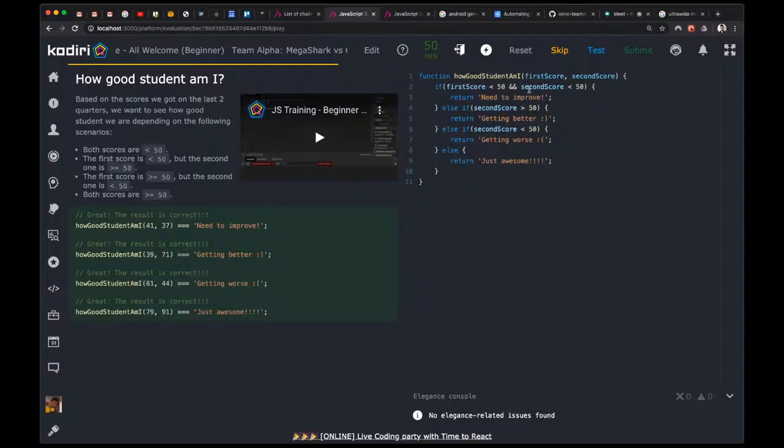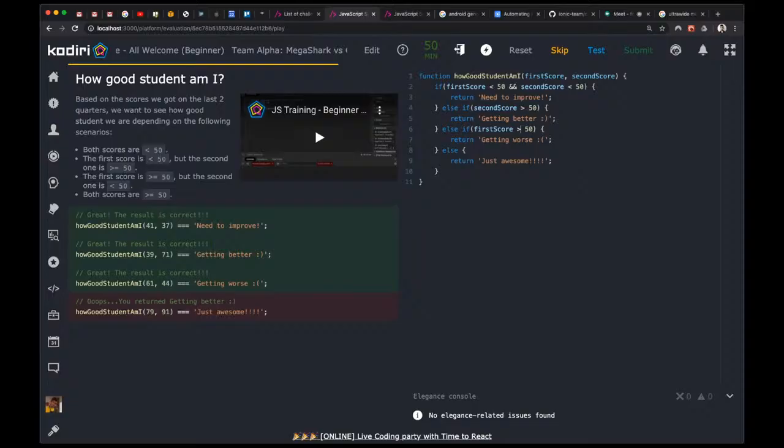So if both scores are below 50, need to improve. Else if the second score is below 50, that means it's above 50, that means the first one will be below, we're getting better. On the other way around, if the second score was below 50, we are getting worse, I think, something like that. All right, so I did something wrong somewhere. Let's try to find it out. So yeah, that line is never running, because that should be the other way around. That should be first score greater than 50, I believe.